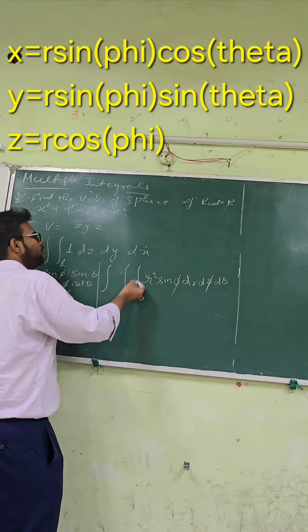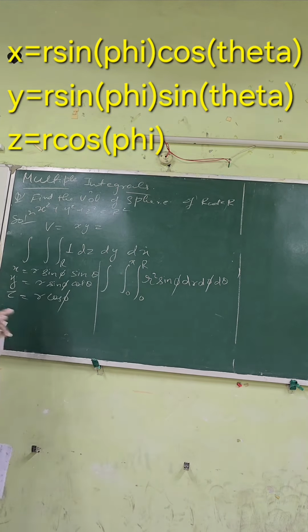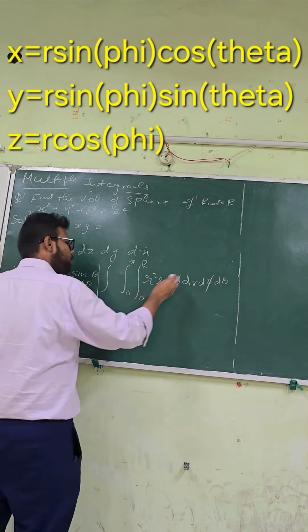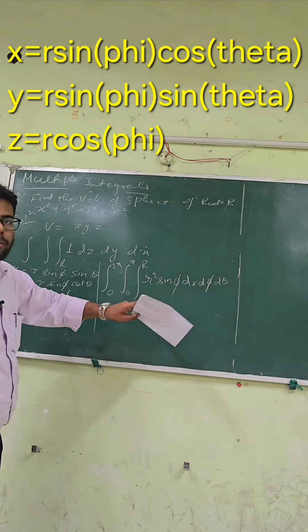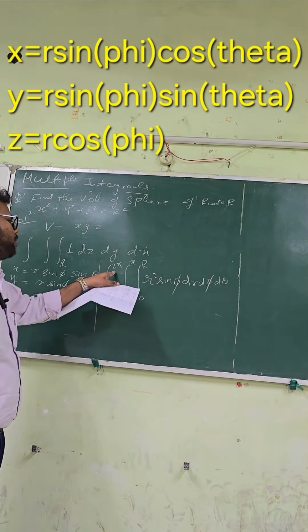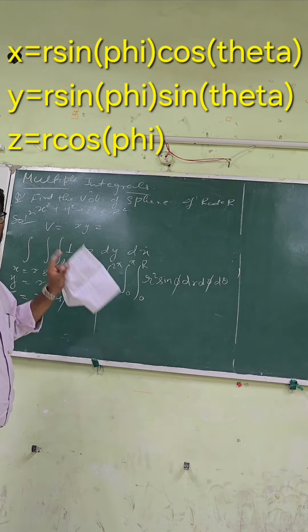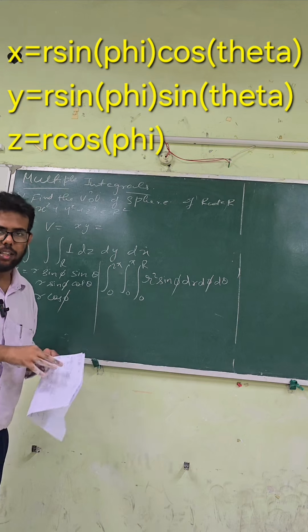Limits are from 0 to capital R. Phi is going from 0 to pi, since we are calculating the complete volume of the sphere. And for d theta, it will go from 0 to 2 pi, right? And suppose you are asked to find only the quarter, then it will go from 0 to pi by 2 and 0 to pi by 2. All this, okay? I explained that earlier. You should watch that from the beginning if you could not understand.